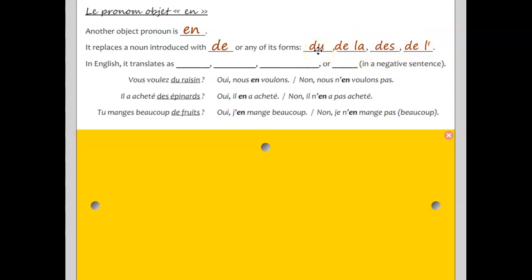Remember that du is really just a combination of de and le. Des is just a combination of de and les. Now this is the tricky part because we had said before that, okay, well, le means him or it, la means her or it, les means them. En does not have one exact translation. It has multiple different equivalents in English. So in English, this translates as some, or of it, or of them, or any in a negative sentence.